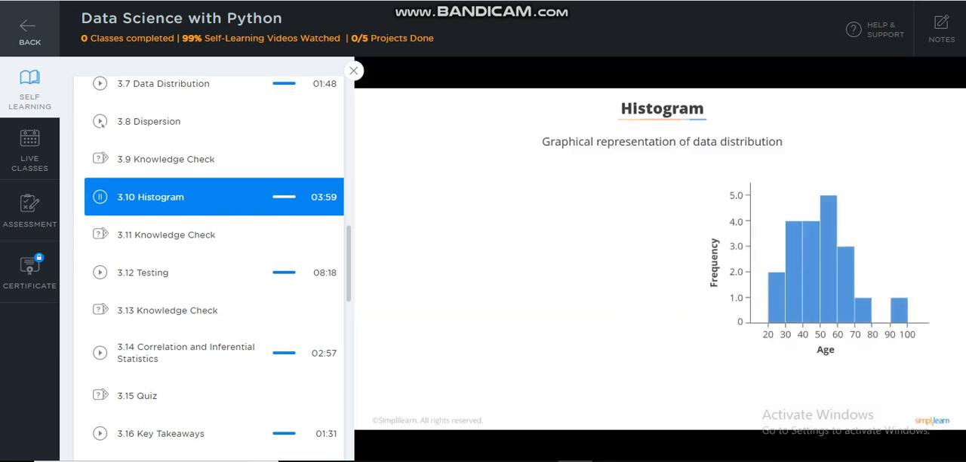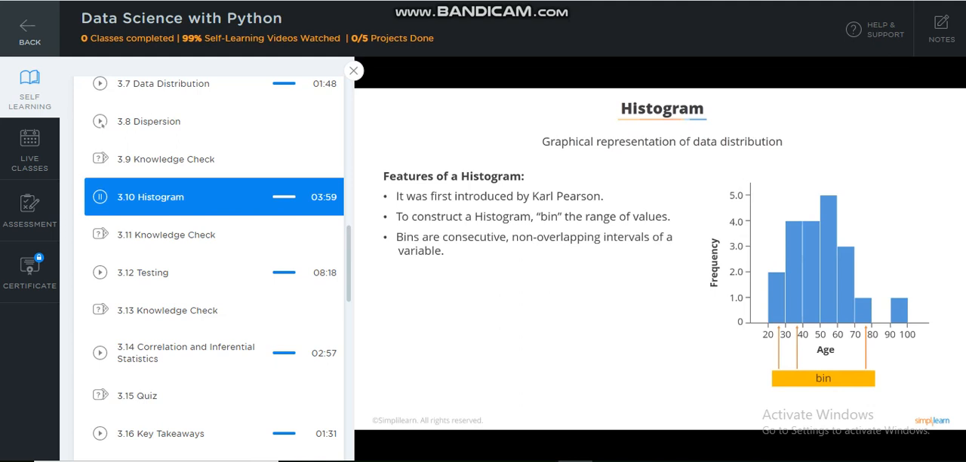A histogram is a graphical representation of data distribution first introduced by Karl Pearson. To construct a histogram, the first step is to bin the range of values. That is, divide the entire range of values into a series of intervals, and then count how many values fall into each interval. The bins are usually specified as consecutive, non-overlapping intervals of a variable. The bins must be adjacent and are usually of equal size.